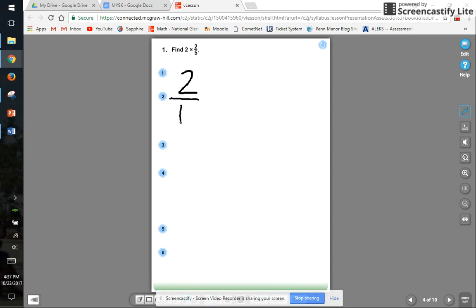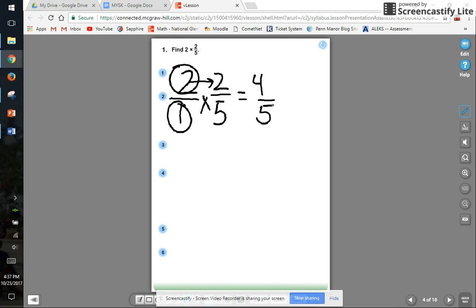All right, setting it up like this. And all we're going to do then is multiply straight across. When I say straight across, we're going to be talking about numerators. That's the top of the number, the number at the top, and denominators, which are down here. So I'm just going to multiply our numerators. 2 times 2 does equal 4. And 1 times 5 does equal 5.